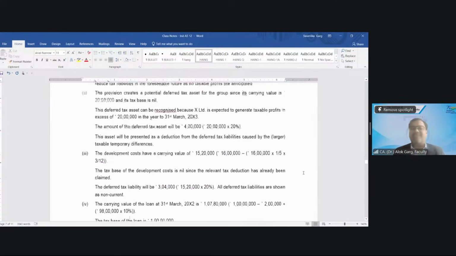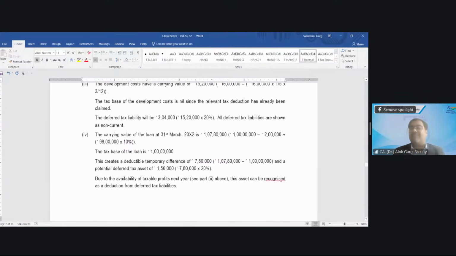What is your carrying value of the loan at the end of the first year? 1 crore 7,80,000. How does it come to 1 crore 7,80,000? 1 crore was the amount you have taken. 2 lakh you have refunded as a cost. 98 lakh you net received, plus the interest portion, 98 lakh multiplied by 10%. You remember the interest has to be payable at the end of the tenure, so after 3 years it keeps getting added, right Lavanya? Yes, sir. So 1 crore 7,80,000.